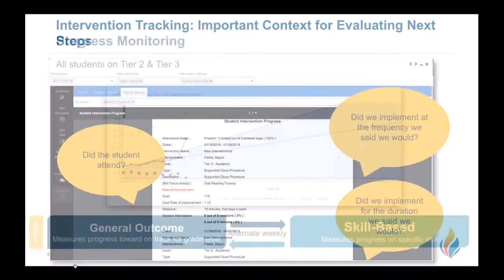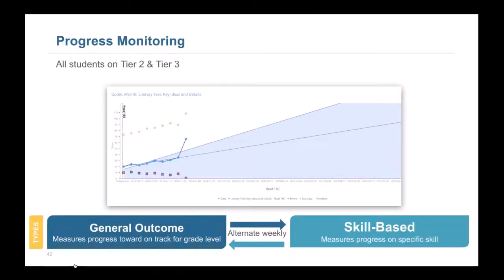Our progress monitoring, we have some different probes or different measures and ways that we can assess how a student is progressing. So we have two different types. We have our general outcome measures and we have our skill-based measures. And you want to typically alternate these weekly. So 1 week you'd give a general outcome measure, which is really going to look at comparing the student's progress toward grade level expectations. And then you have a skill-based measure, which is really focused on that specific skill that we're trying to address through the intervention. So that's that skill-based probe. And again, you'd want to alternate 1 week a general outcome measure, the next week a skill-based measure.